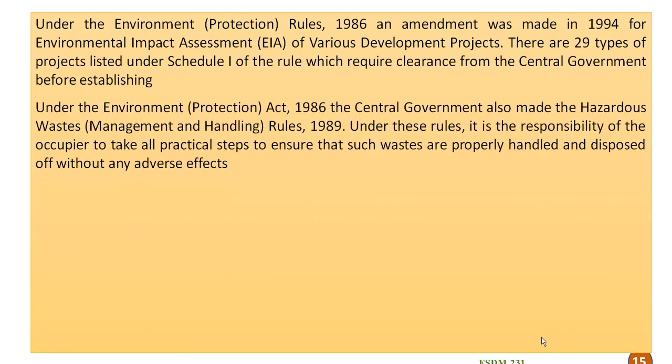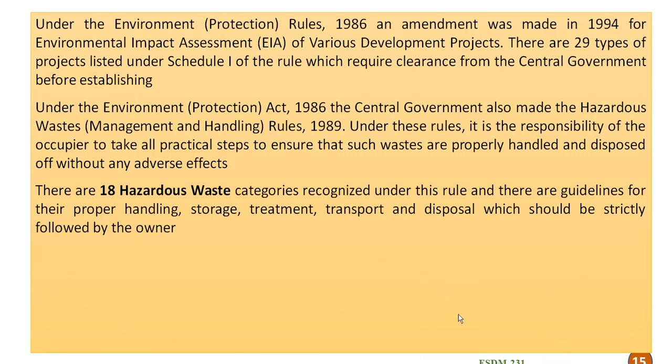Under the Environment Protection Act 1986, the central government also made the hazardous waste management and handling rules 1989. Under these rules, it is the responsibility of the occupier to take all practical steps to ensure that such wastes are properly handled and disposed of without any adverse effect. So under this rule the occupier has all responsibility to protect the environment. Then there are 18 hazardous waste categories recognized under this rule, and there are guidelines for their proper handling, storage, treatment, transport and disposal, which should be strictly followed by the owner of the industry.